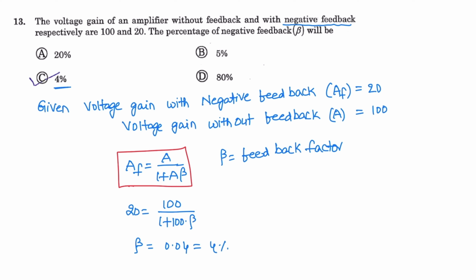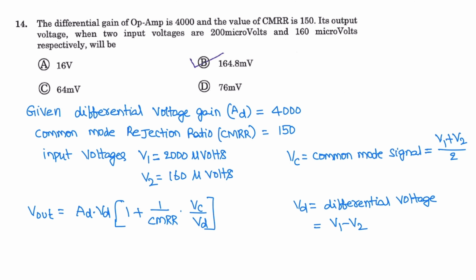Next question. The differential gain of operational amplifier is 400 and the value of common mode rejection ratio is 150. So given differential gain is 400, common mode rejection ratio is 150. What is the value of output voltage when two input voltages are 200 microvolts and 160 microvolts respectively? So here they have given two input voltages, voltage applied to inverting terminal as well as voltage applied to non-inverting terminal, V1 and V2, 200 microvolts and 160 microvolts.